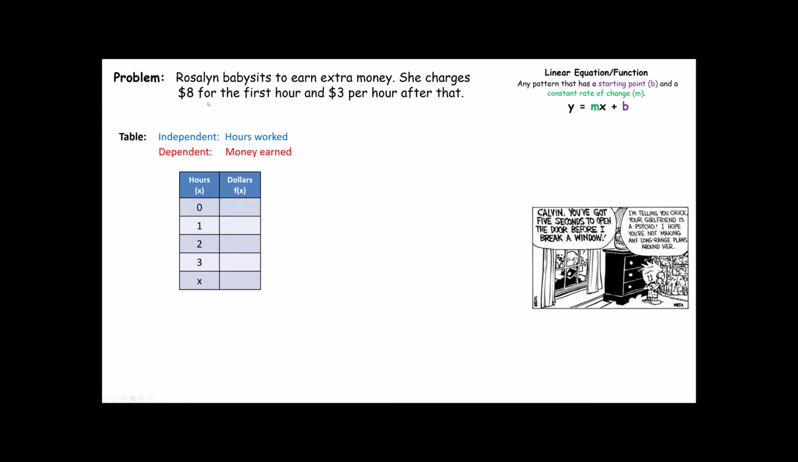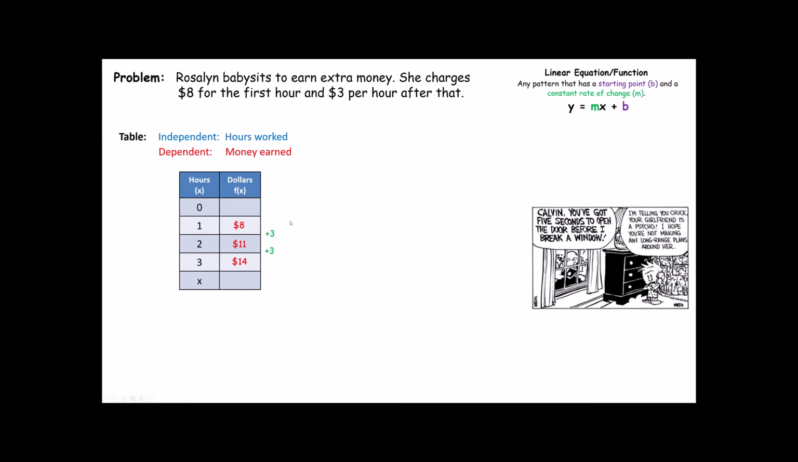It says she charges $8 for the first hour. So 1 hour is $8. Notice I skipped over this 0 row. Be very, very careful and conscientious about where you put that value, because she doesn't earn $8 for 0 hours. She earns $8 if she works 1. And then we know she earns $3 per hour after that. So if she works 2 hours, she would earn 11. If she works 3 hours, she would earn $14.